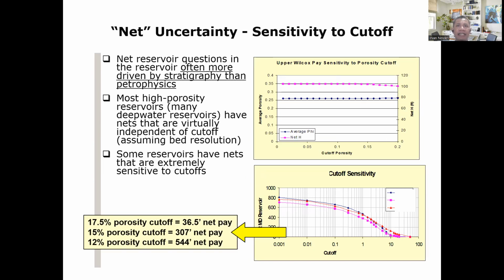In the context of net uncertainty and its sensitivity to the cutoff, it highlights that questions related to net reservoir characteristics are often influenced more by stratigraphy than petrophysics. Additionally, it's mentioned that while most high porosity reservoirs, for example deep water, are not significantly affected by cutoff, some reservoirs exhibit high sensitivity to the cutoff values.